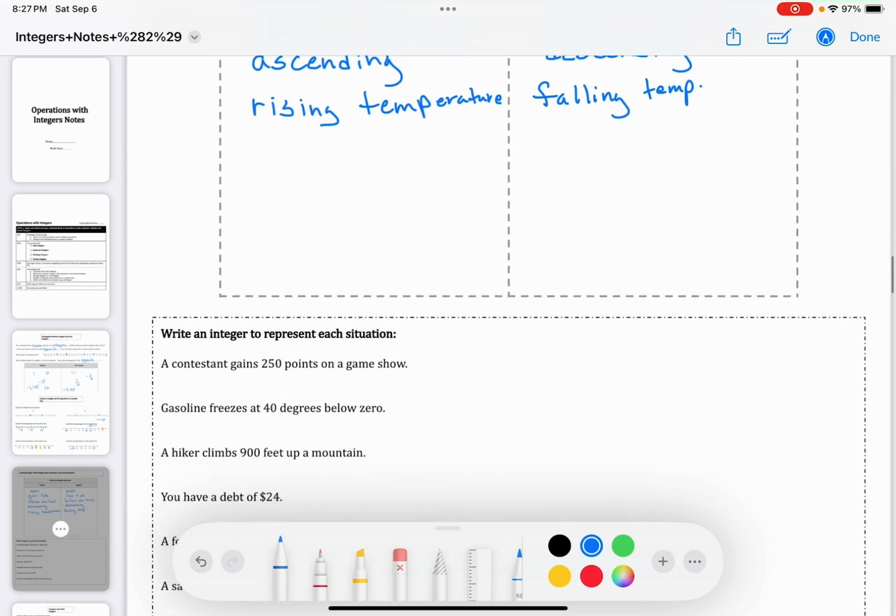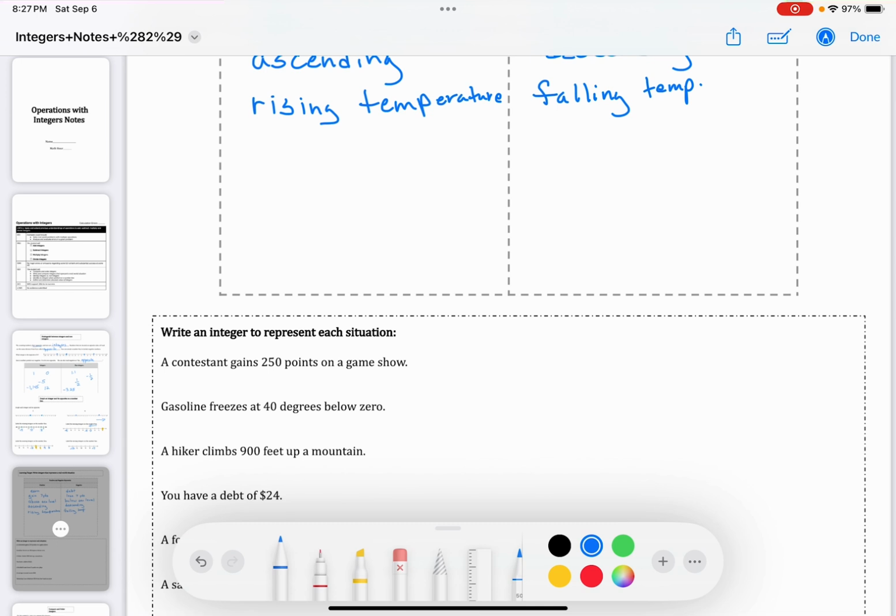All right, so it says write an integer to represent each situation. So contestant gains 250 points on a game show. So we could write that as 250. We could put the plus in front if we want to, just for this instance, since we're writing an integer, but just saying 250 would be enough.